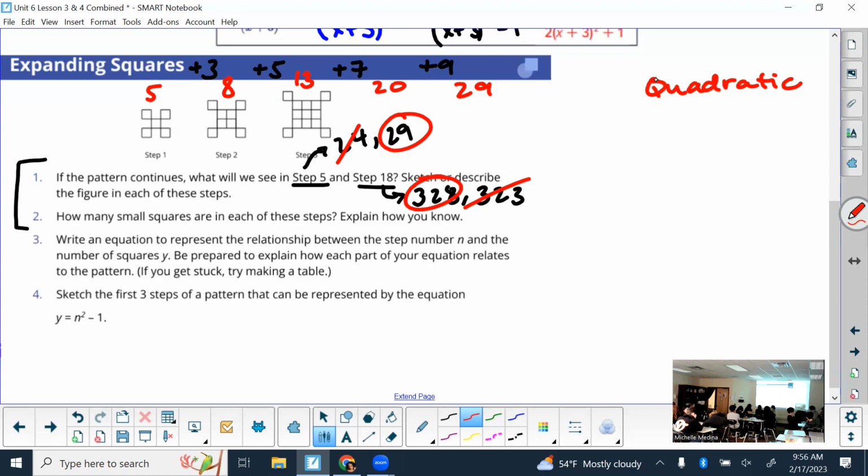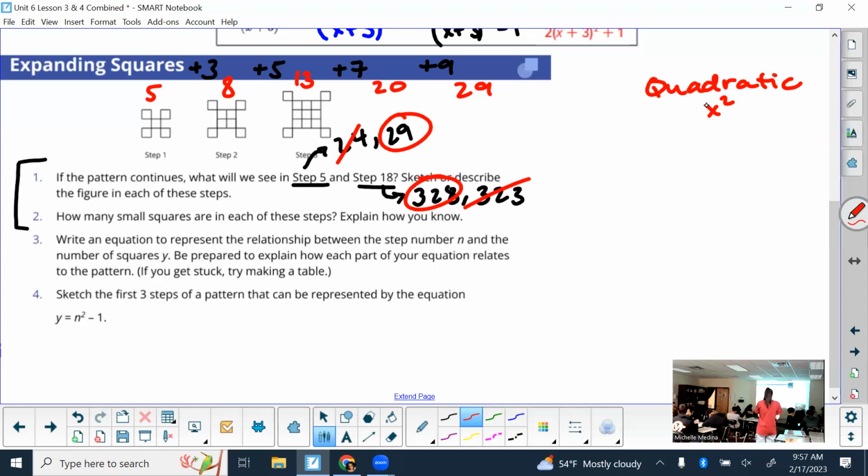So since it's a quadratic, what does it need to have, at a minimum? An x squared or an n squared, something like that. That's the minimum requirement for it to be a quadratic function.